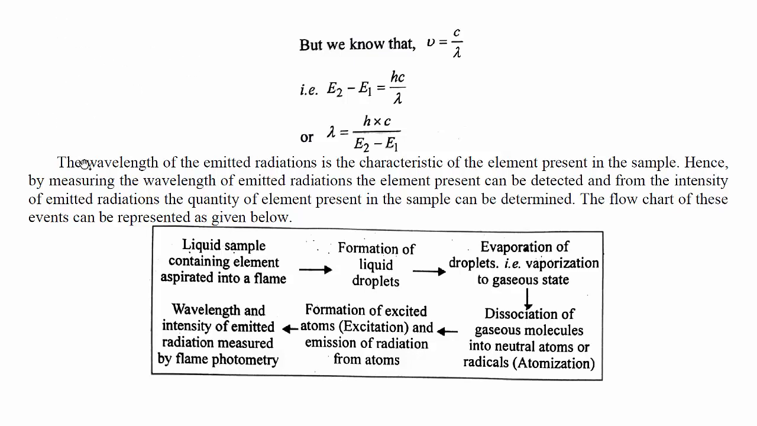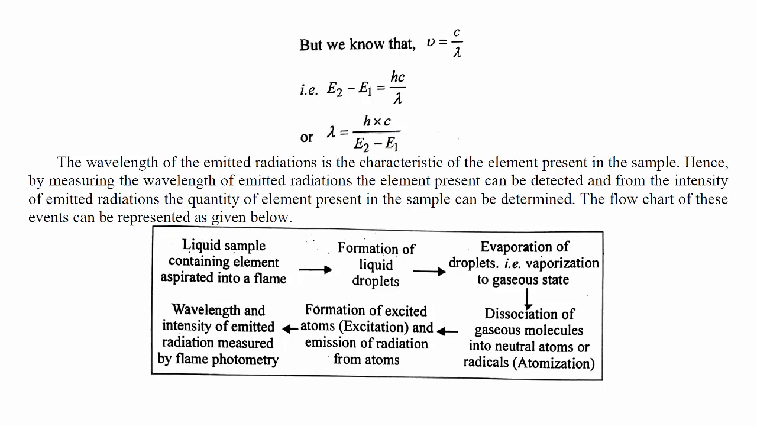The wavelength of the emitted radiations is characteristic of the element present in the sample. Hence, by measuring the wavelength of emitted radiations the element present can be detected, and from the intensity of emitted radiations the quantity of element present in the sample can be determined. The flowchart of these events can be represented as given below.